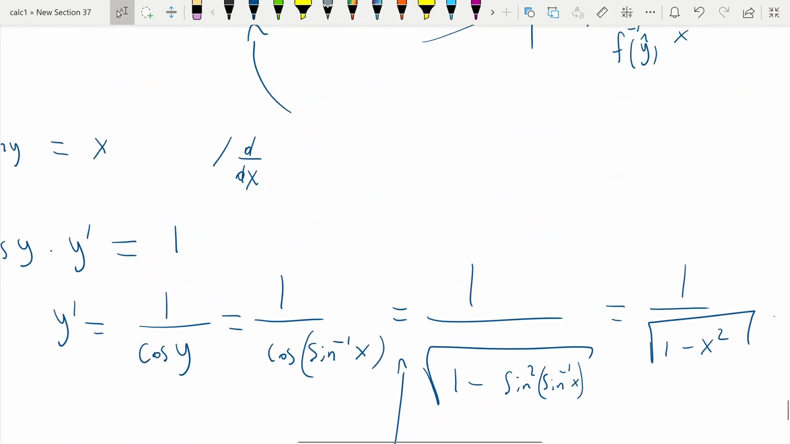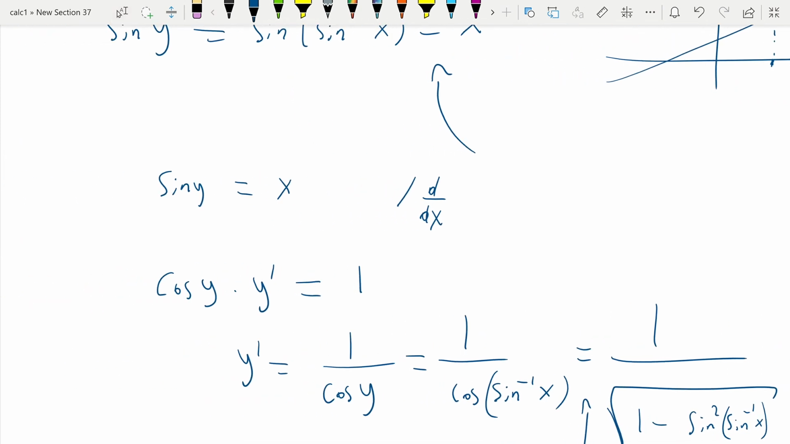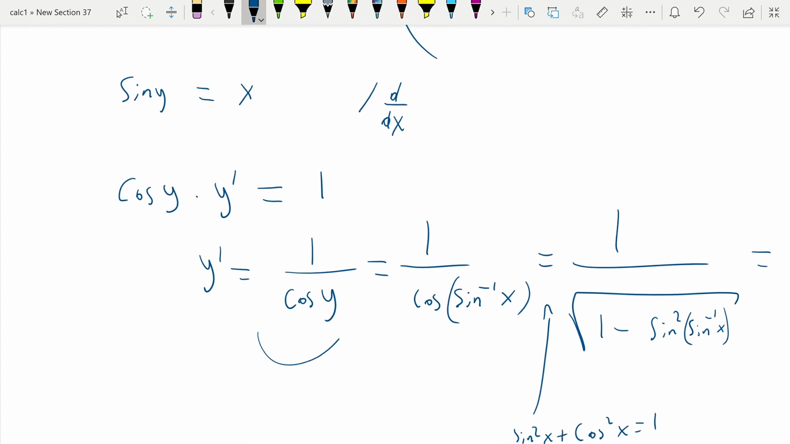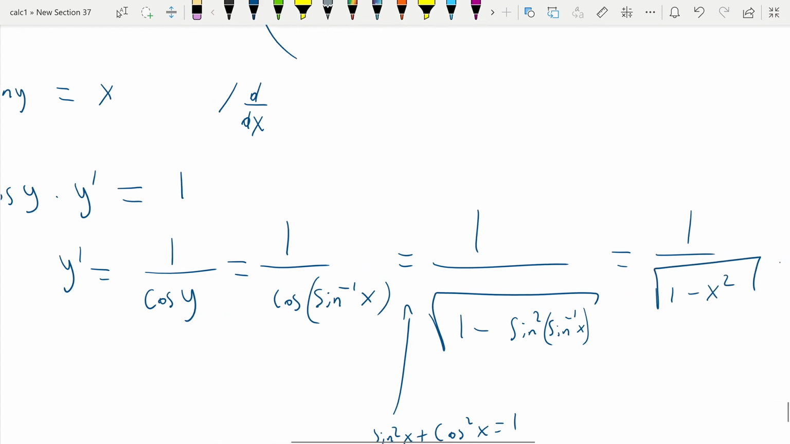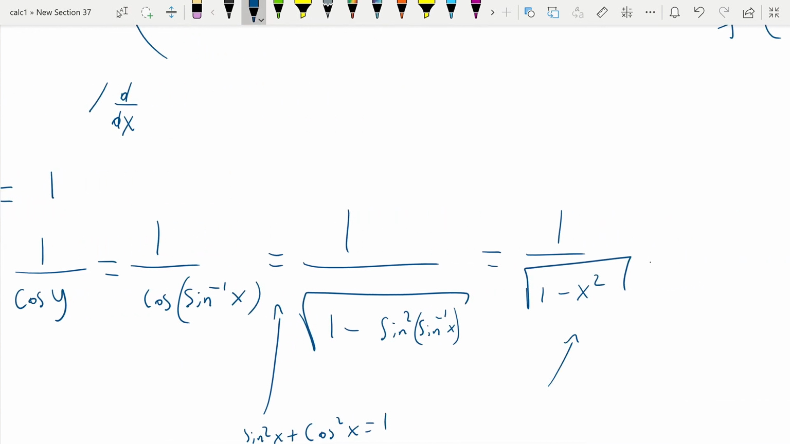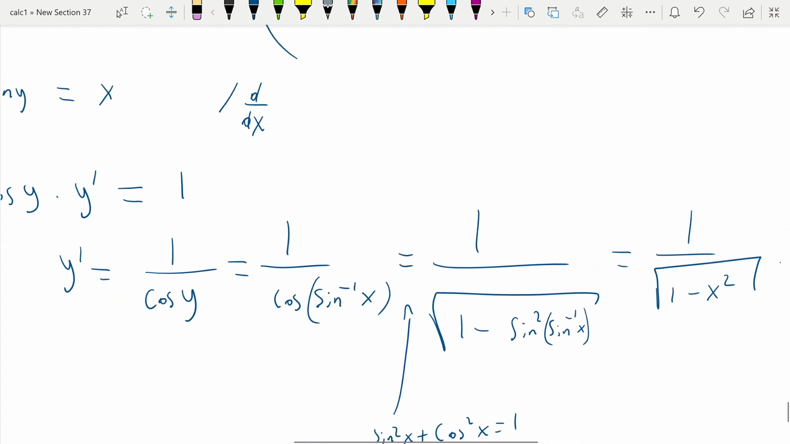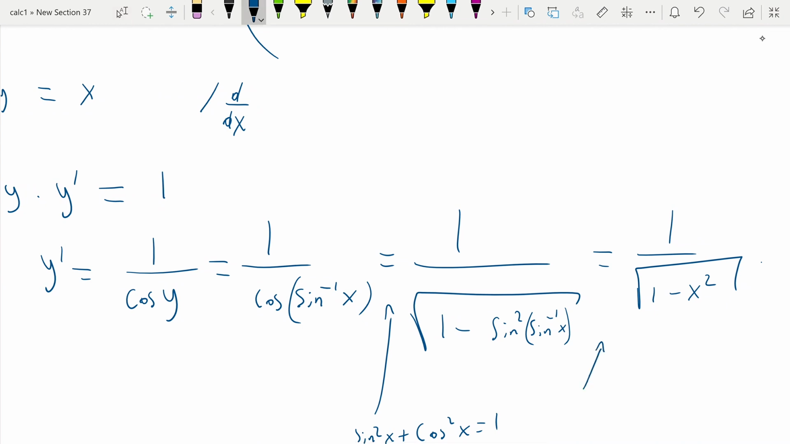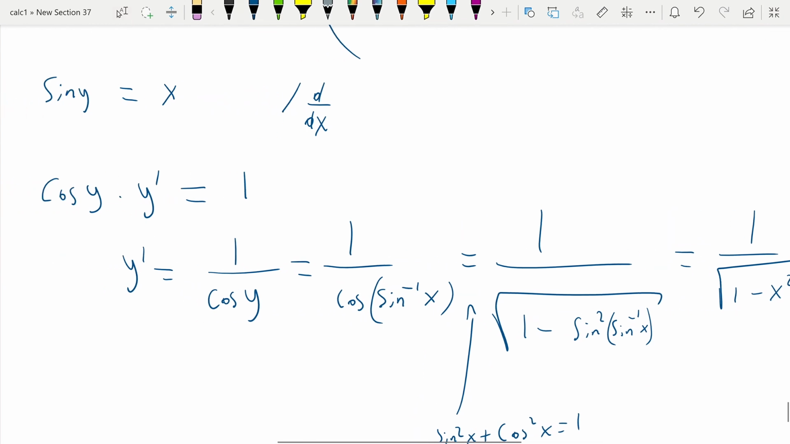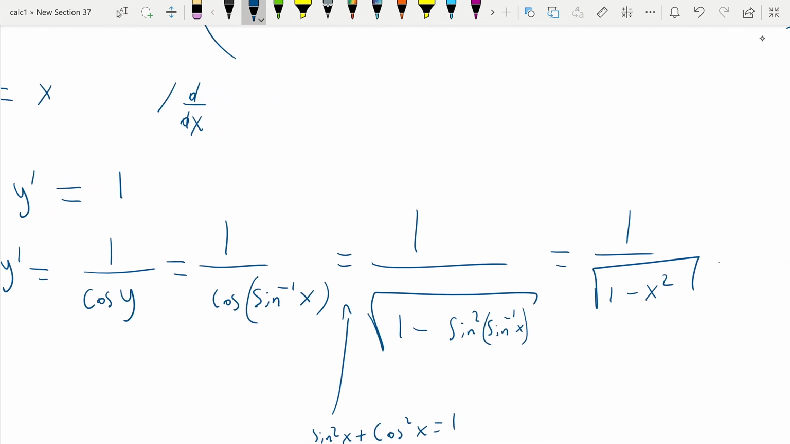Here we use it because we computed the derivative of y with respect to x by differentiating sine of y, and then solving for y prime in terms of y and x. Here this just depends on y, but that's allowed. And then at the end we were able to go back to the relation satisfied by x and y, and derive something that only depends on x.